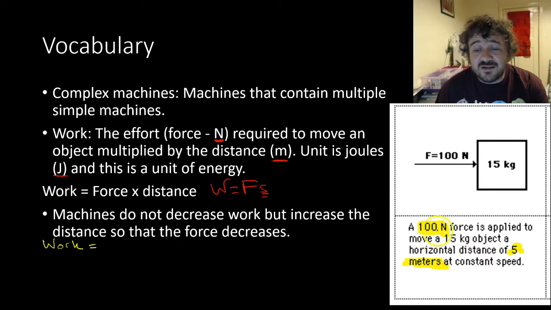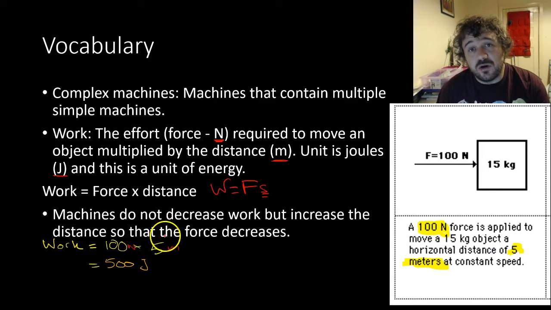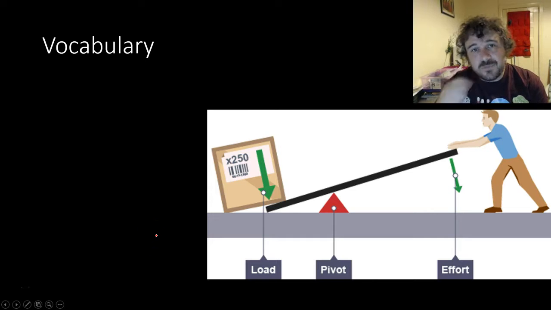We've got here a little example. 100 newtons moves a 15 kilo object across a horizontal distance of 5 meters. So our work equals 100 times 5. So force is 100 newtons times 5 meters. Gives us 500 joules. That's work, and that's how we calculate work. It's pretty straightforward, actually.